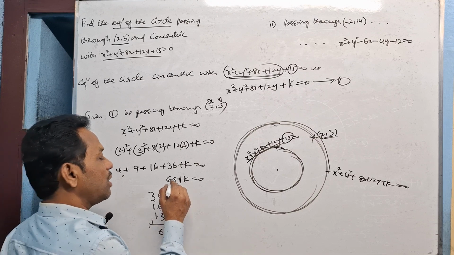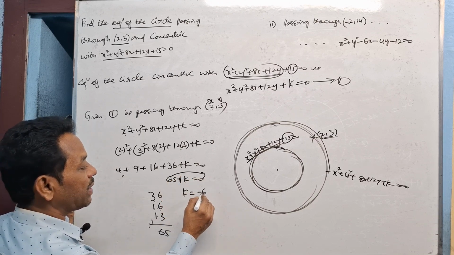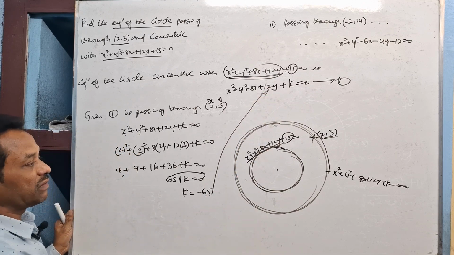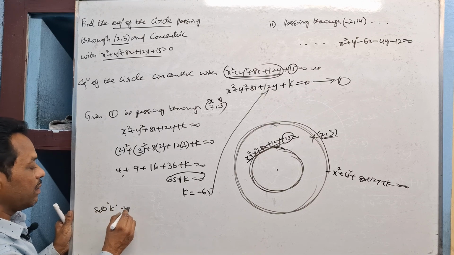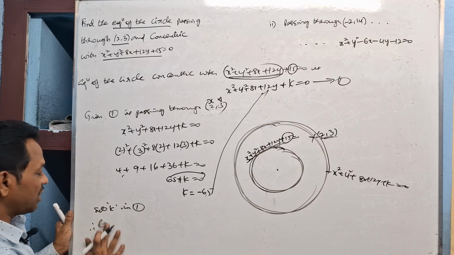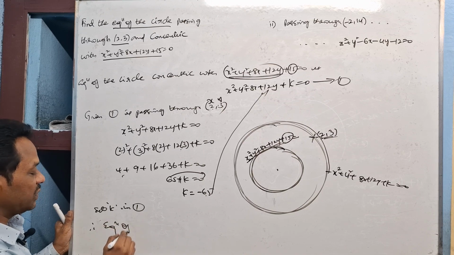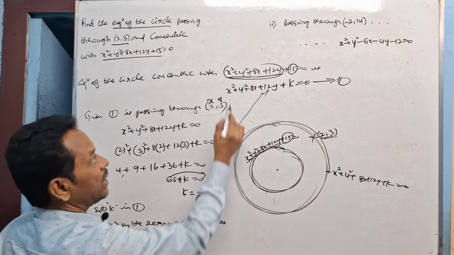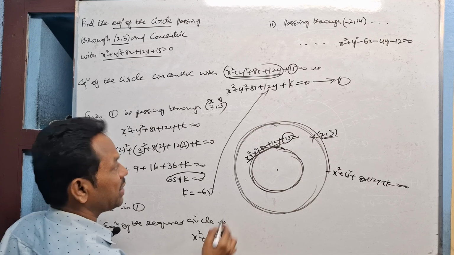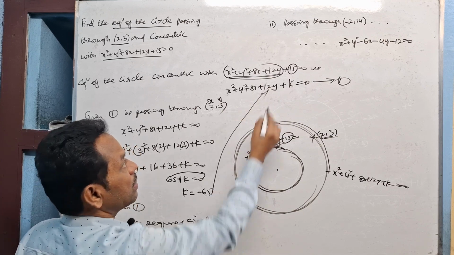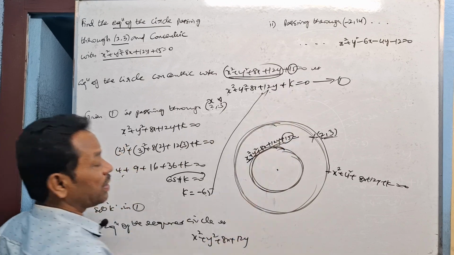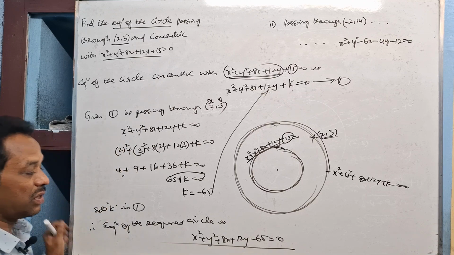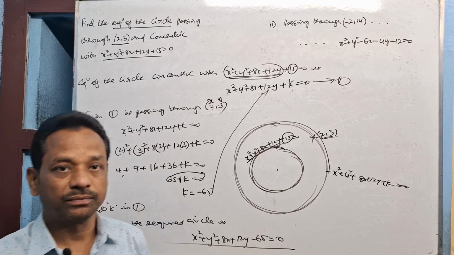Now I need the value of k. So 65 shifted there, k equal to minus 65. Let me take this value and put it in equation 1 to get the equation of the circle. So substitute k in 1. Therefore the equation of the required circle is x square plus y square plus 8x plus 12y plus k, where k is minus 65, so minus 65 equal to 0. This is the equation of the required circle.